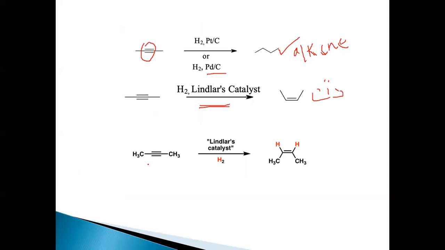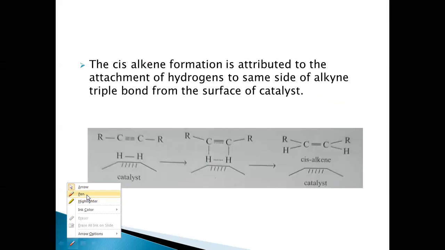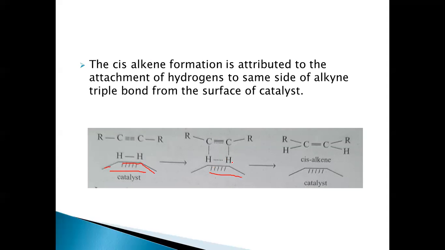With butyne here, the cis product is formed; cis butene is formed here. So the stereochemistry, when we are using Lindlar's catalyst, is syn addition and the cis product is obtained. As for the mechanism of why the cis product is formed, hydrogen is first absorbed on the surface of the catalyst, and then the addition takes place on the surface of the catalyst from the same side of the molecule. The hydrogen is added to the alkyne on the same side of the molecule. This is the catalyst here, and the addition is taking place from the same side of the molecule. So the cis alkene is produced.